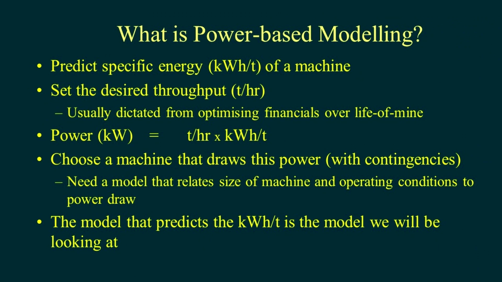Our next step then is to choose a machine that's able to generate that power with some contingencies thrown in. If we're looking at milling, AG milling, SAG milling, and ball milling, then once we've found this number, we now need to choose a machine big enough to draw that power. And for that, we need a separate type of equation. We need a power equation.